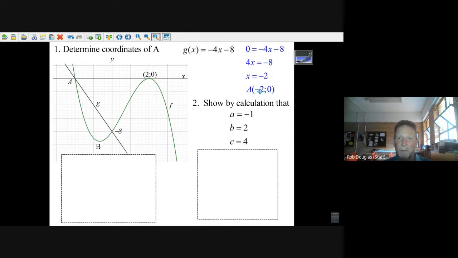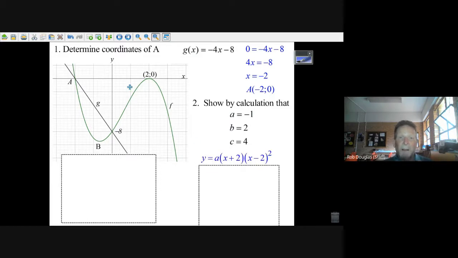Well, now we know that this point here is minus 2 and 0. It's an x-intercept. And this is an x-intercept here, where it's turning, at 2 and 0. Then it says, show by calculation that A is minus 1, B is 2, and C is 4. This question would be worth about 6 marks. So let's just try this.